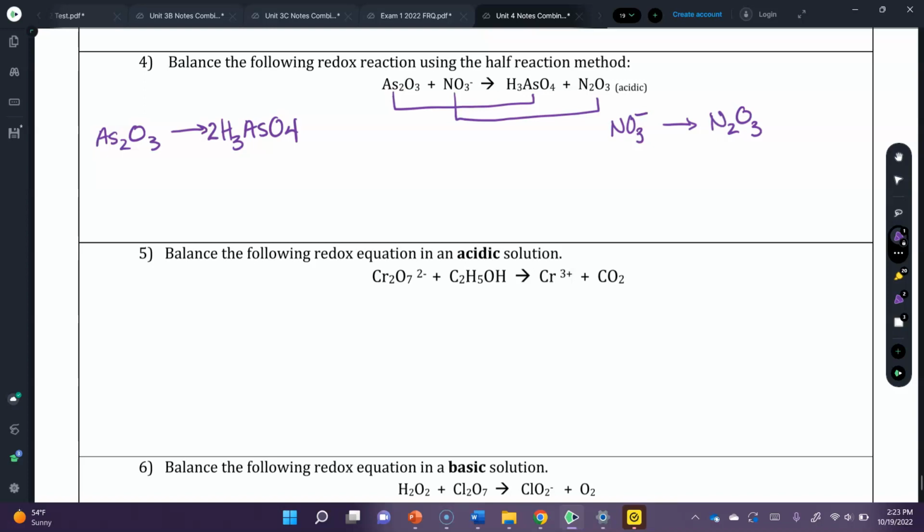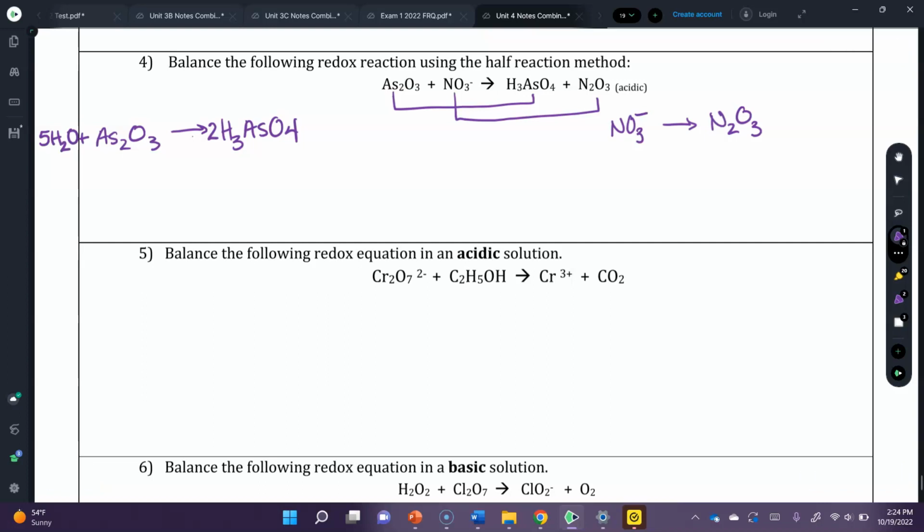There are no other species besides hydrogen and oxygen, so I'm going to continue forward. You balance oxygen next. So first we balance each individual species. Next, we balance oxygens by adding water. So I see I have 3 oxygen on the reactant side and 8 on the product side. That means that I need 5 more oxygen, which means I need 5 more waters.